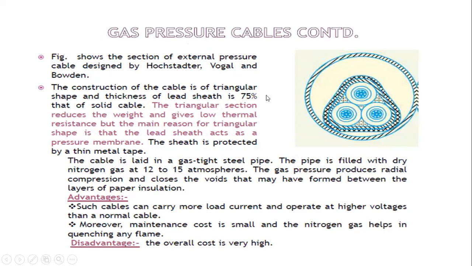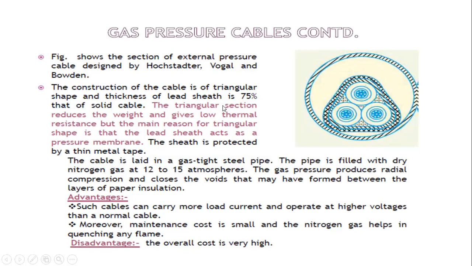The construction of the cable is in the form of a triangular shape. The gas tube is triangular in shape. In this gas tube we have 3 cores: this is core 1, this is core 2, and this is core 3. Each and every core has insulation. The thickness of the lead sheet is 75% that of a solid cable.